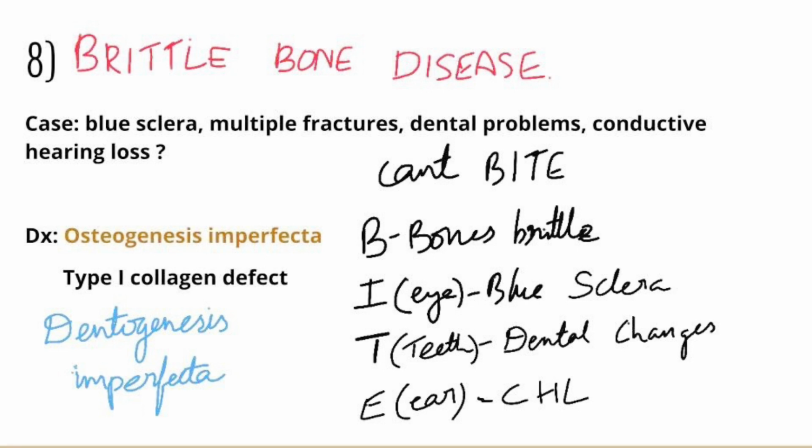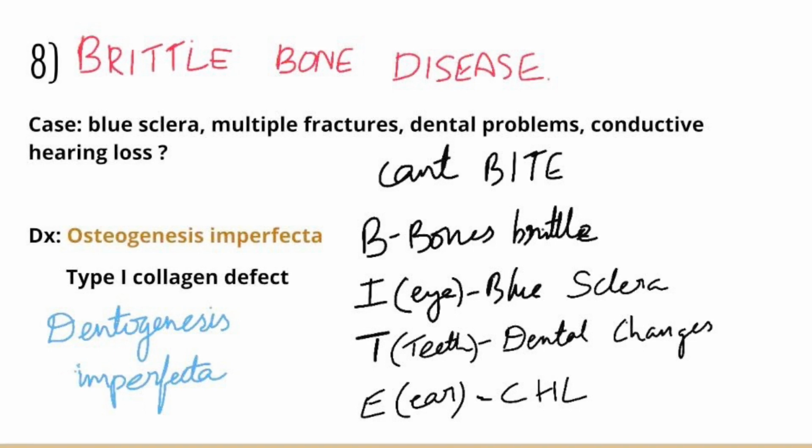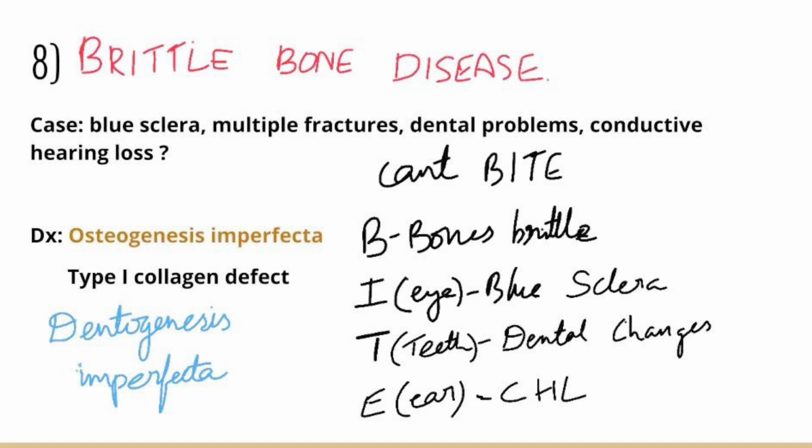Blue sclera, it is due to translucent connective tissue over the choroidal veins, and followed by opalescent teeth due to the lack of dentin. It is called as dentinogenesis imperfecta. And the last one is conductive hearing loss due to the abnormal ossicles which are present in the patient. The patients are treated with bisphosphonates to decrease the fracture risk.